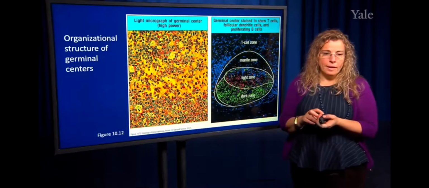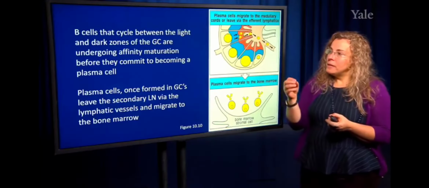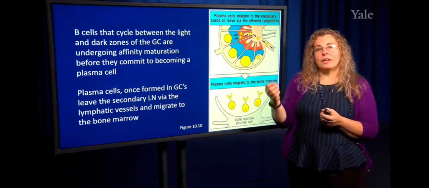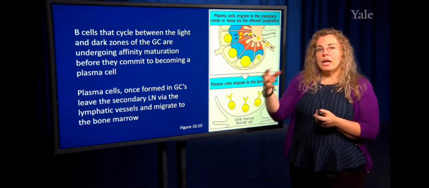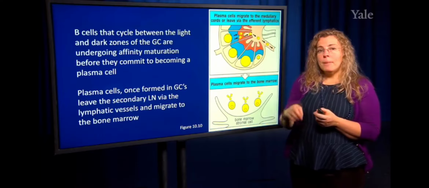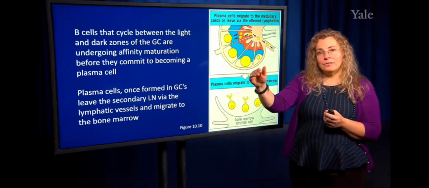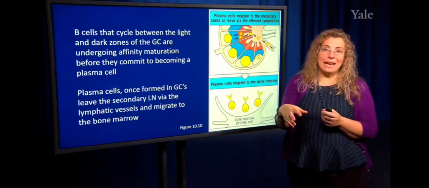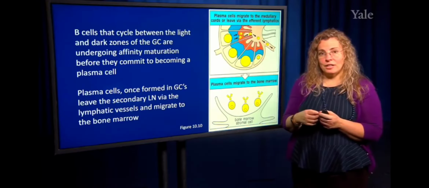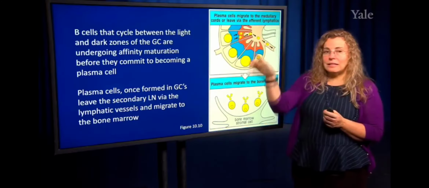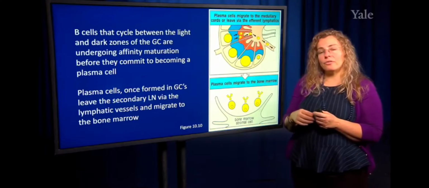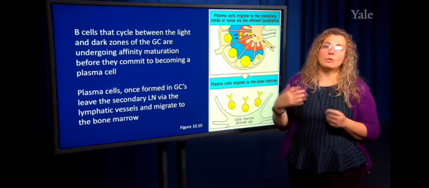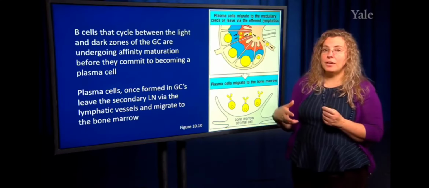Now, B cells that cycle between light and dark are again undergoing affinity maturation. So they mutate in the dark zone, but they have to go back to the light zone to encounter their antigen again, because what if the mutation means that they no longer bind their antigen? So this process is cyclical, and the cells go back and forth, and some cells survive this process, but a lot of the B cells will not survive this process because the mutation will not help them bind their antigen any better.